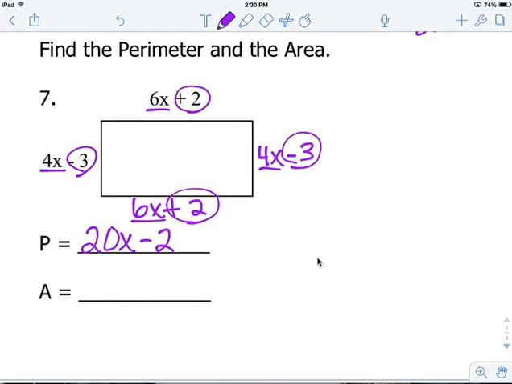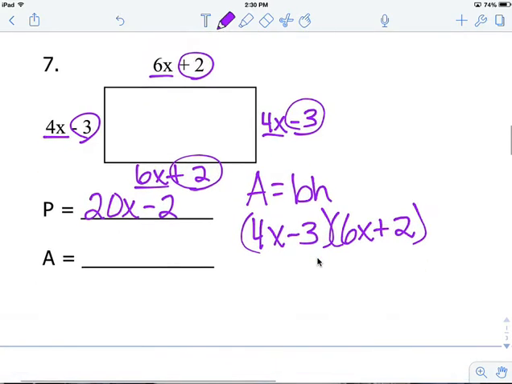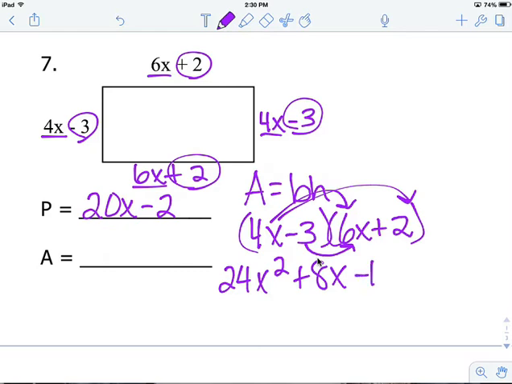Now the area is where it becomes a little more complicated. I am multiplying base times height. So I have 4x minus 3 times 6x plus 2. Now if you look here, it is not distributive property. This is actually set up for FOIL. So I'm going to multiply 4x times 6x, and I get 24x squared. 4x times 2, which is 8x. Negative 3 times 6x, which is negative 18x. And negative 3 times 2, which is negative 6.